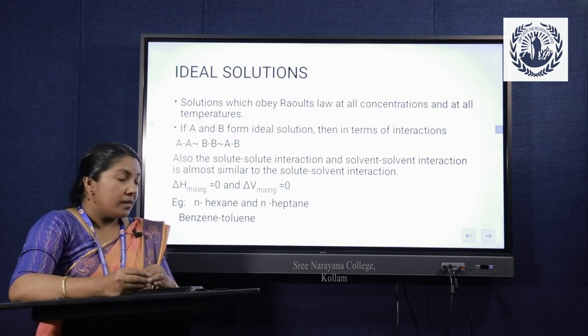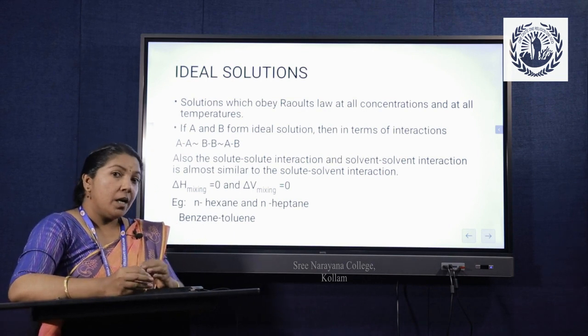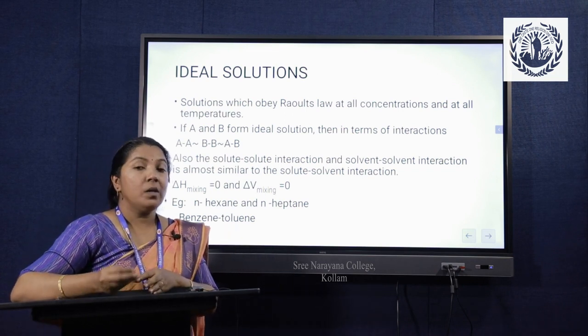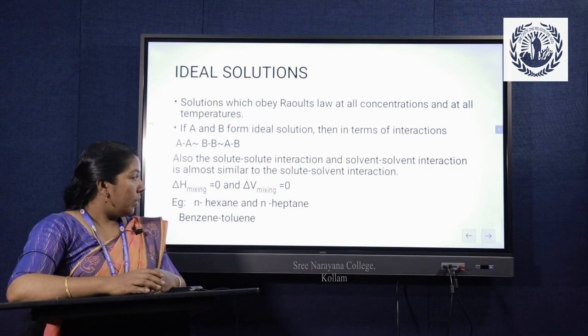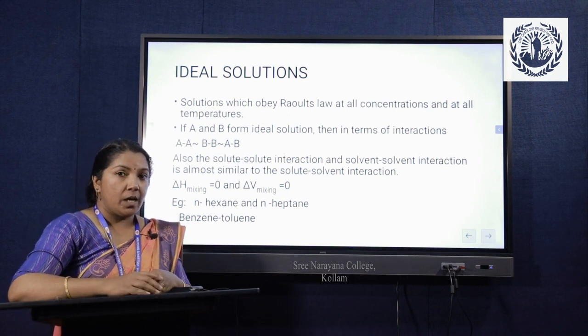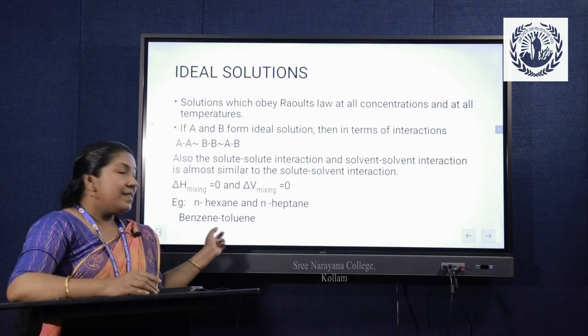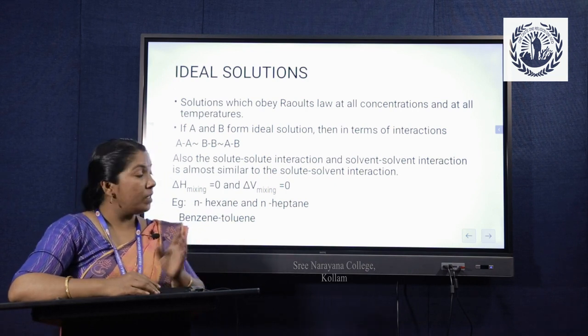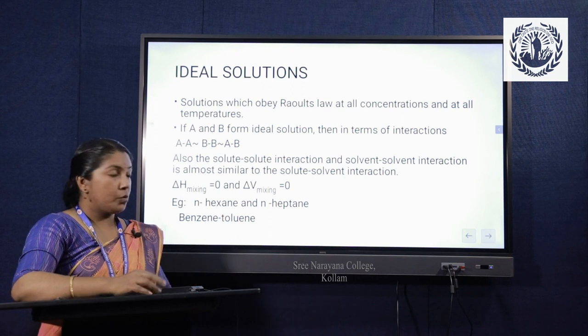Now let us see some examples of an ideal solution. Normal hexane and normal heptane. You know that their structures are almost similar, hydrocarbons. So these two form an ideal solution. Another example is benzene and toluene. Their structures are also identical, so this also forms an ideal solution.